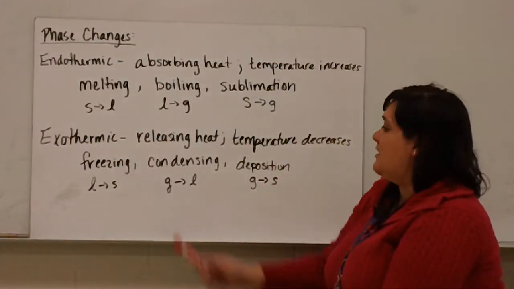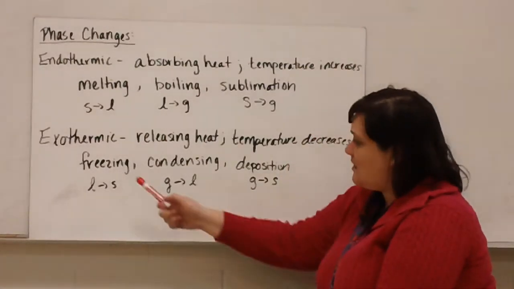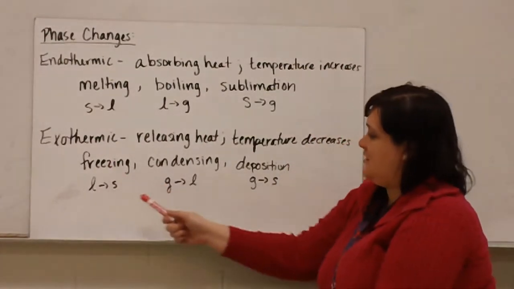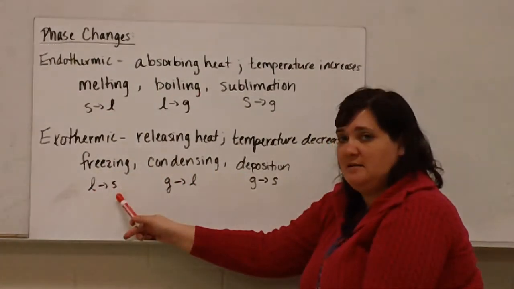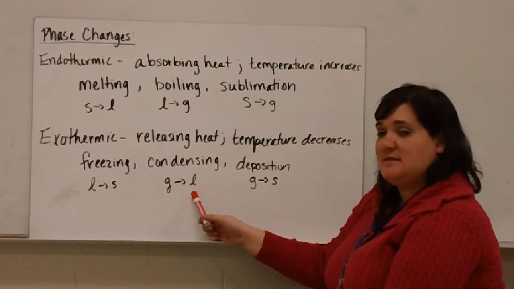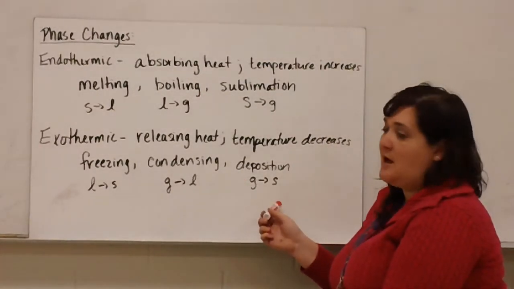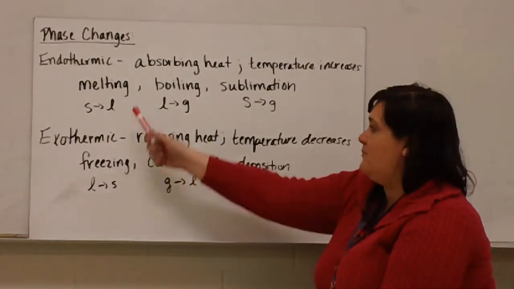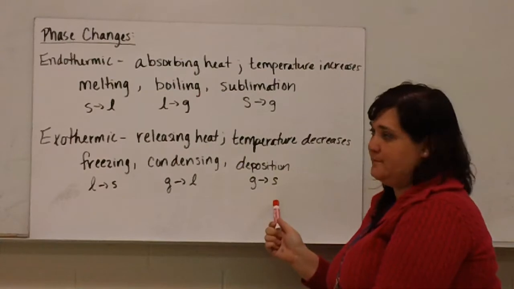Exothermic is the releasing of heat, which means your temperature will decrease. And so those phase changes would be freezing, condensing, and deposition. Again, freezing goes from liquid to solid, condensing is gas to liquid, and deposition is gas to solid. I would expect that you would know melting, boiling, freezing, condensing, but maybe sublimation and deposition are new.